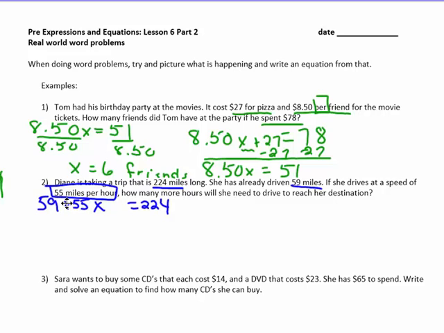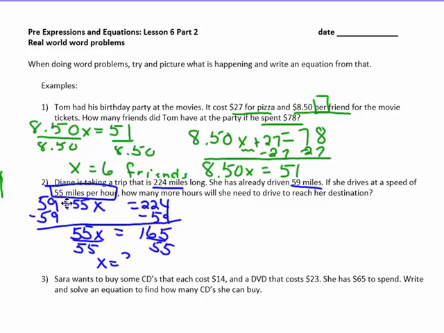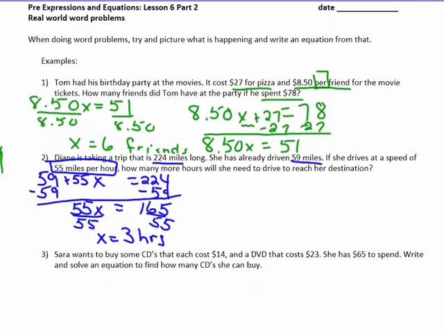All right, so to get x by itself, same idea. I have to cancel the constant first, the plain number. It's a positive, so I'm going to subtract 59. Leaves me with 55x. When I do this subtraction, I'm pretty sure I get 165. We're going to double check that. Yay, okay. To finish this off, I have to divide both sides by 55. So when I do that, I'm getting 3 hours.